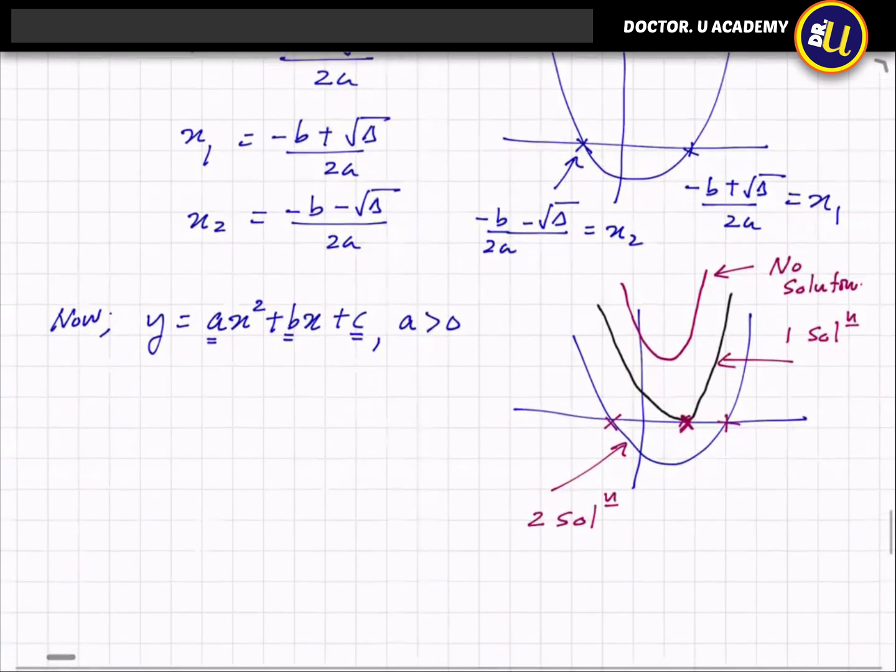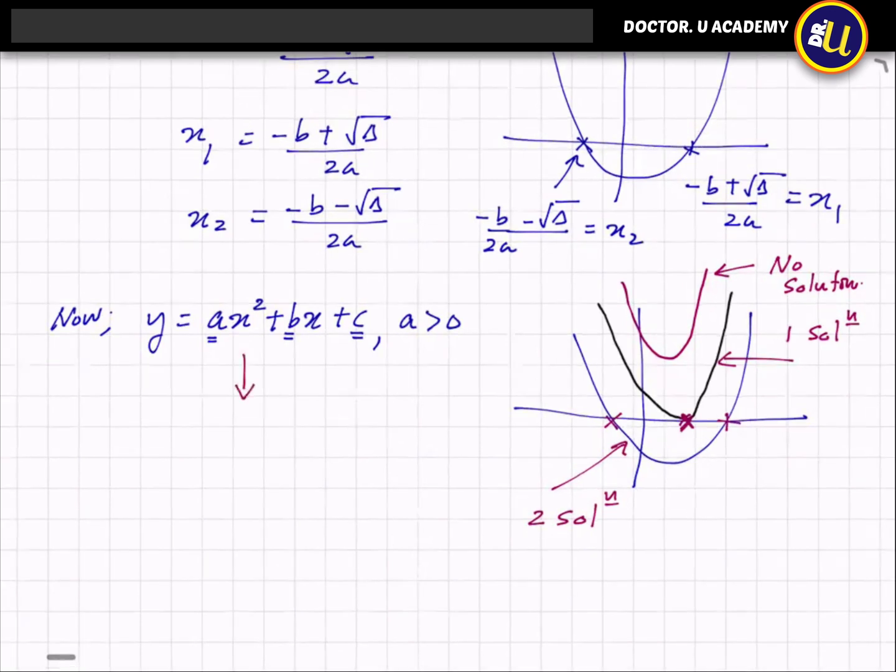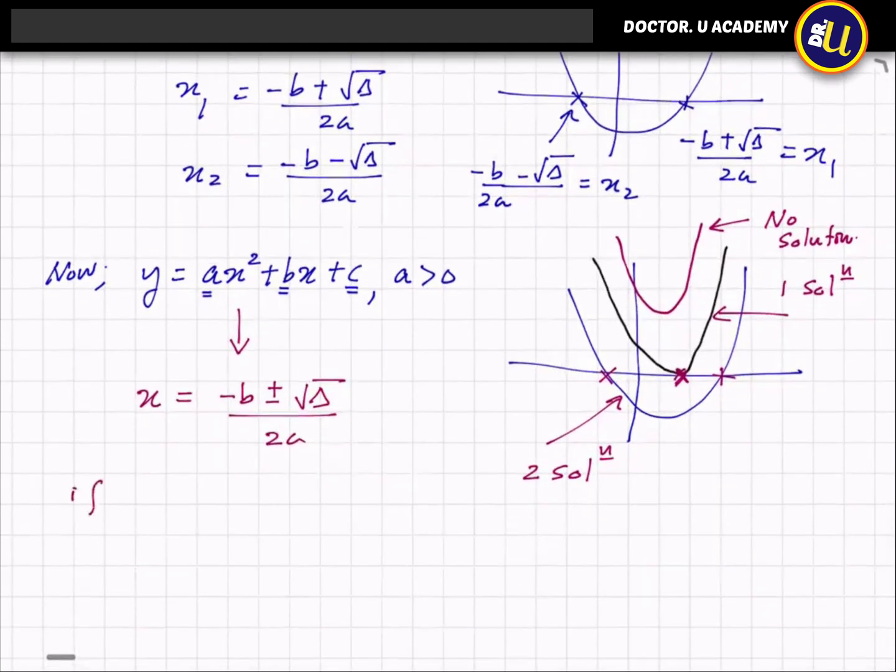Now, before we do the math, we should be able to know whether we have one solution, two solutions, or no solution, right? So to do that, we know the general solution of this one, which is minus b plus or minus square root of delta divided by 2a. Now you will understand, if this delta value is less than 0, or equal to 0, or greater than 0, what will happen? Now that is what we are going to discuss.